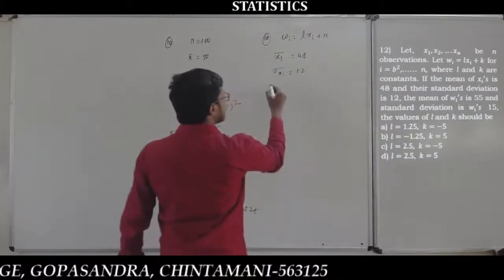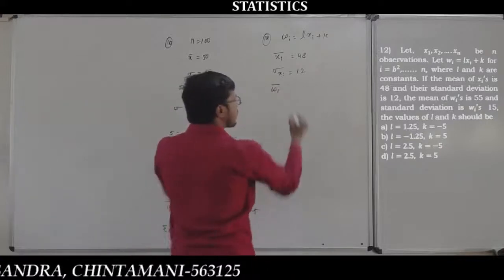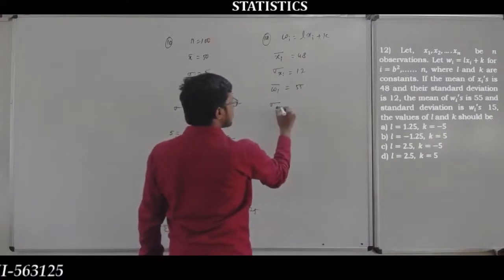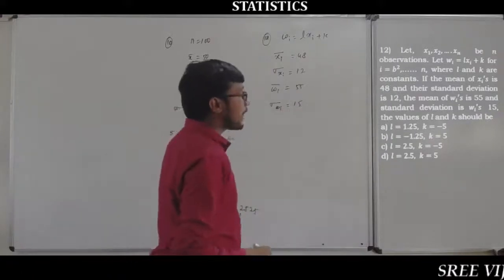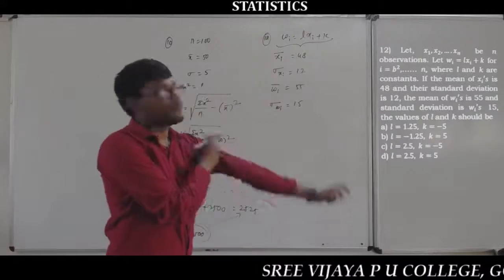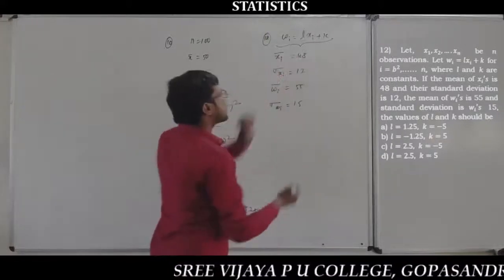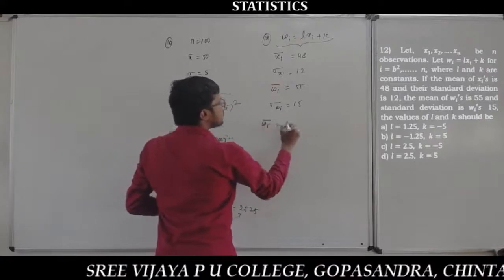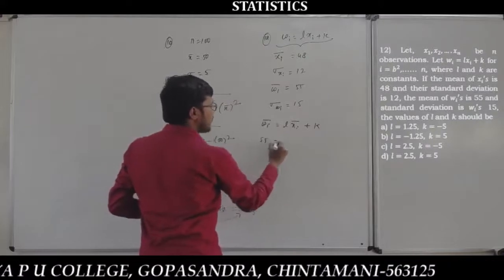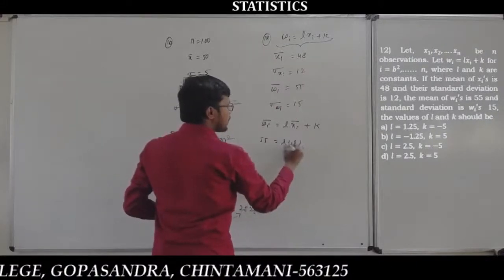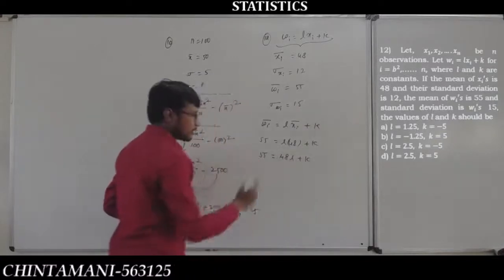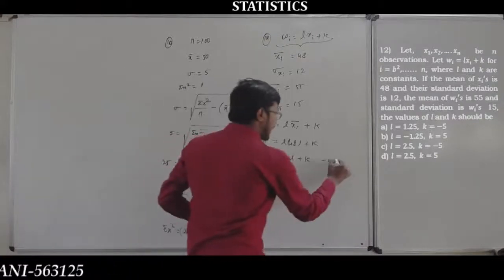And the mean of the Wi's, that is W bar, is 55, and the standard deviation of the Wi's is 15. You can find the values of L and k. First of all, apply the mean. Wi bar is equal to L times xi bar plus k. Wi bar is 55, and xi bar is 48, so 55 is equal to 48 times L plus k. There are two unknown values, so we write it as it is.